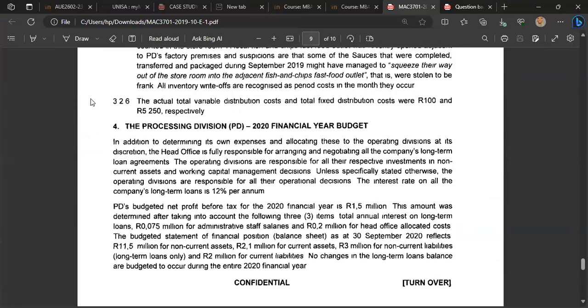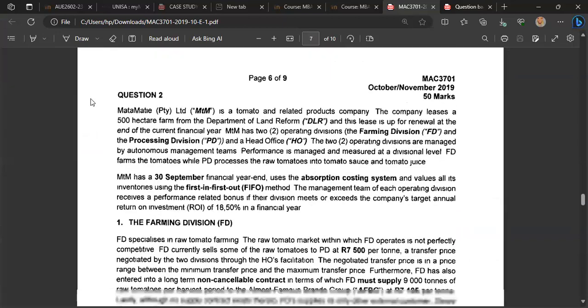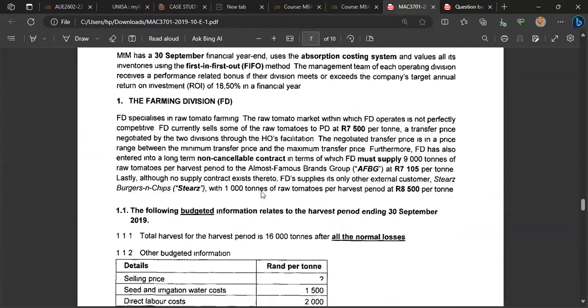Let's say the question read instead, let's say this issue wasn't an issue. Let's just say FD is supplying to Almost Famous brand, these ones. They are supplying them 9,000 tons, but they don't have a fixed contract. They don't have a non-cancelable contract. Let's just say this contract and that contract is the same. They are both cancelable, which means these 9,000 units would be available for internal transfer as well. So we would have them as an option.